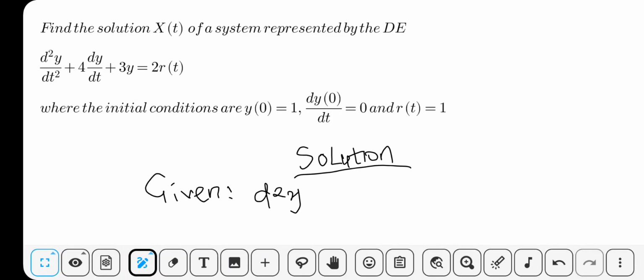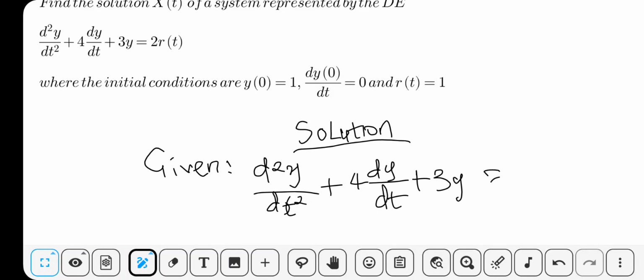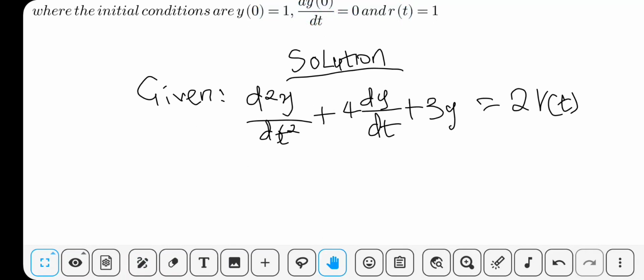The second derivative of y with respect to t squared, plus 4 dy over dt, plus 3y, equal to 2 times a function of t. Let me make this.